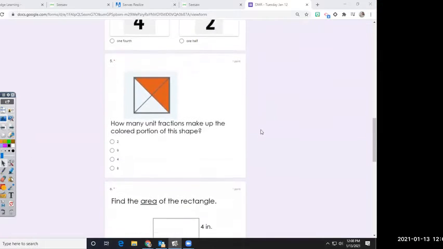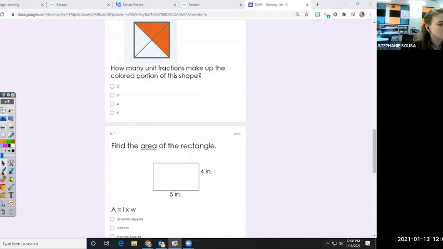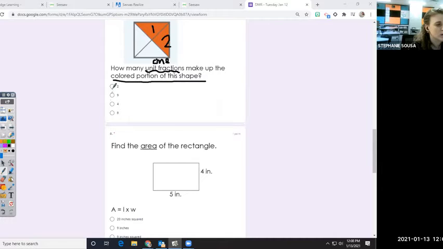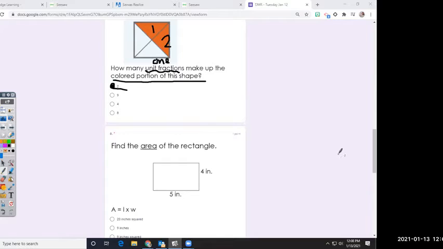Next one says, how many unit fractions make up the shaded portion? So remember, unit fraction is one piece. So basically, how many 1 pieces are colored on the shape? 1, 2. There are 2 pieces that are shaded. Okay? I was caught up on the unit fraction portion.